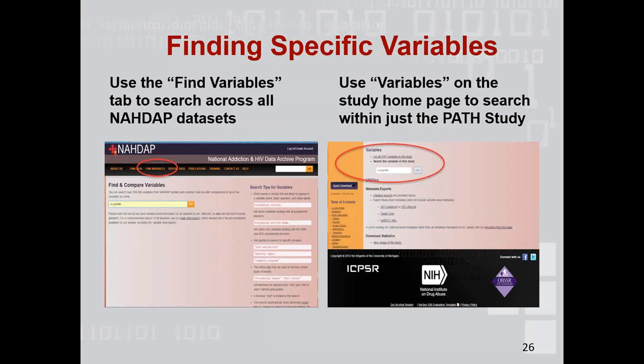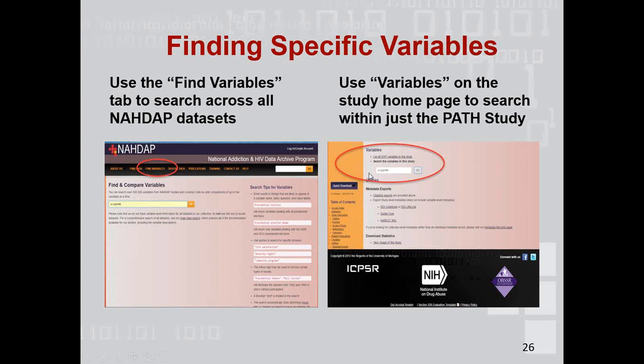Now let's talk about how to find specific variables in the study. Previously, we discussed the search box that will allow users to search for a study. A second search feature allows users to search individual variables and then to compare the variables that they find. So there are two ways to do that. From the top ribbon across the screen, you can click on Find Variables, and that will allow you to search variables across all of the studies that NADAP has in its archive.